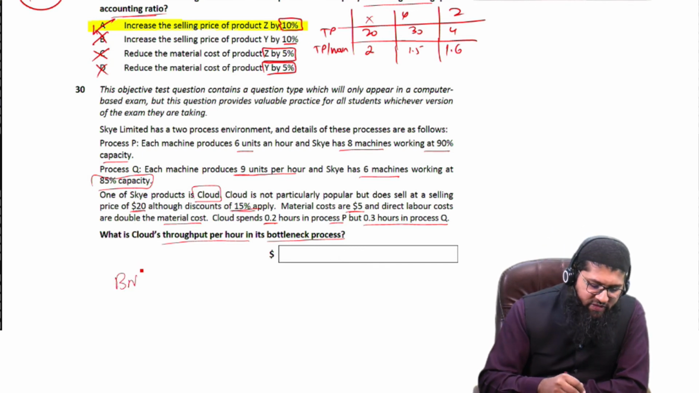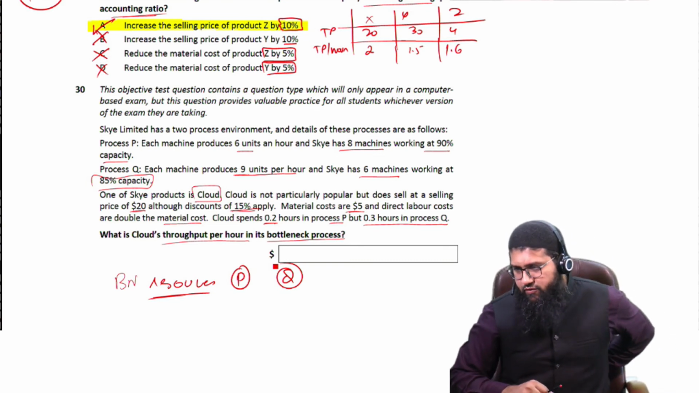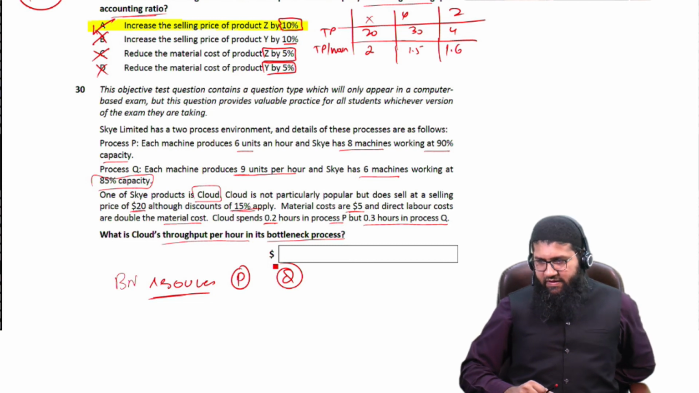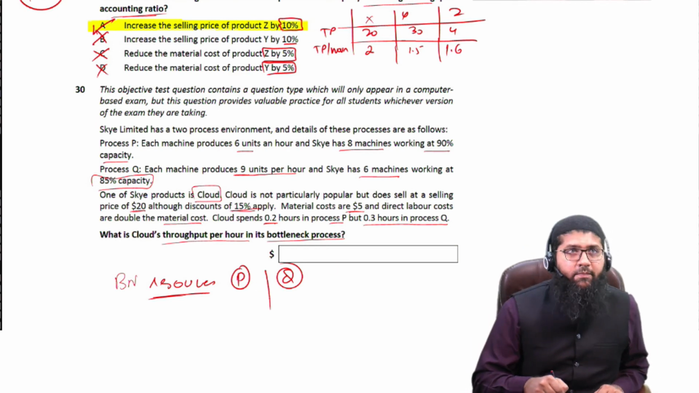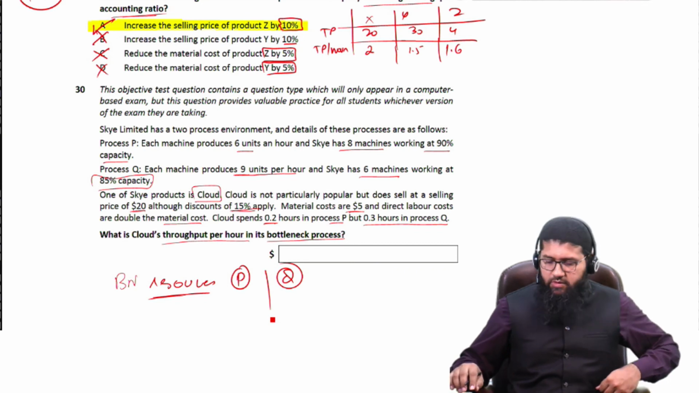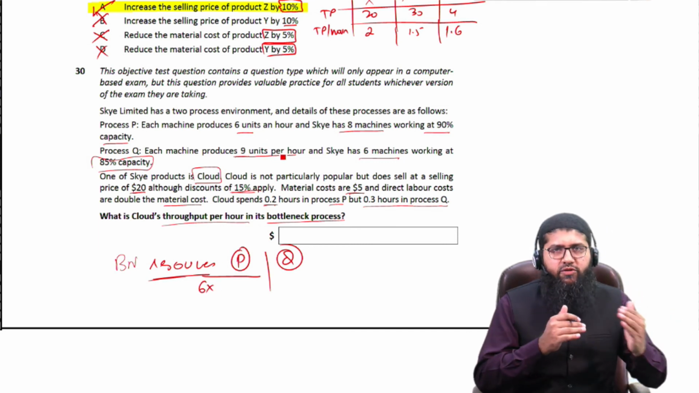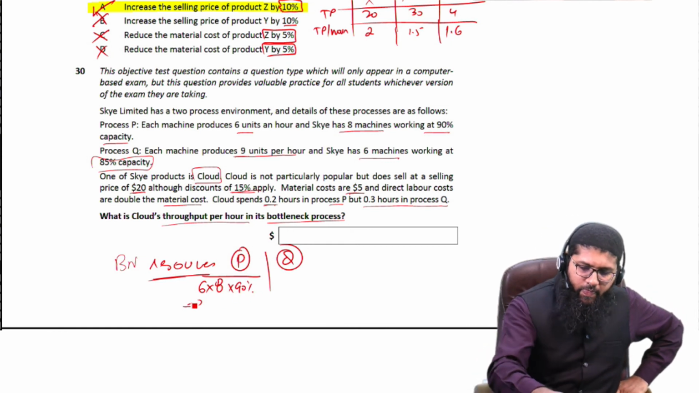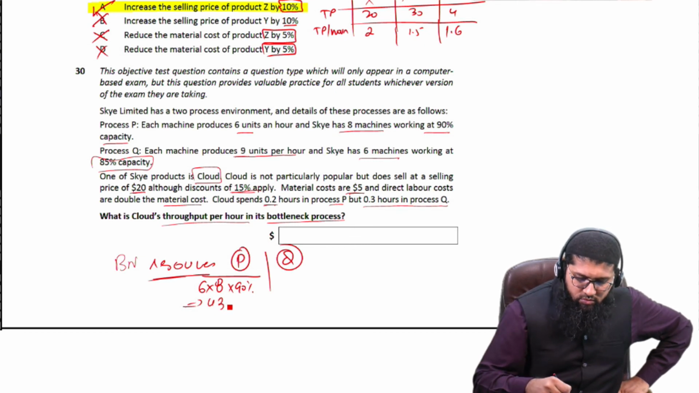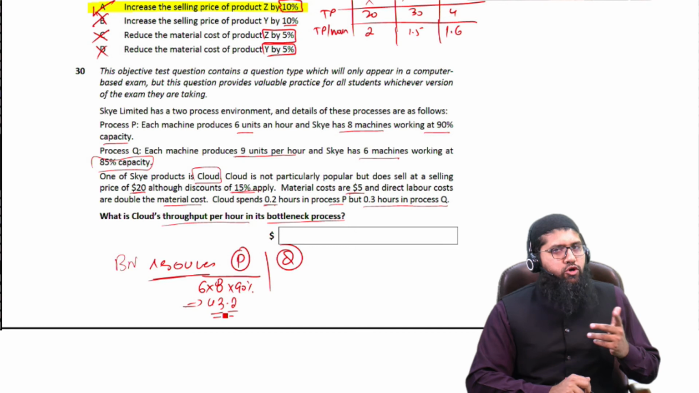Now the first thing that you need to do is identify the bottleneck resource. So is it the process P or is it the process Q? Which one of them is the bottleneck resource? That is something that we have to do. So if I try to calculate for the process P, not much information is given, but I know that 6 units are being produced in an hour. 8 machines are there operating at 90% capacity. Gives you 43.2 as the number of units that could be produced in a day.